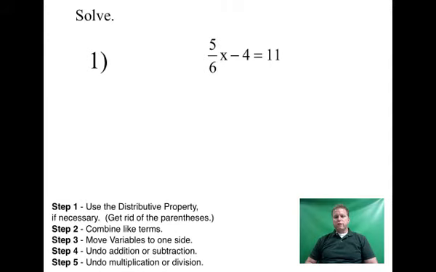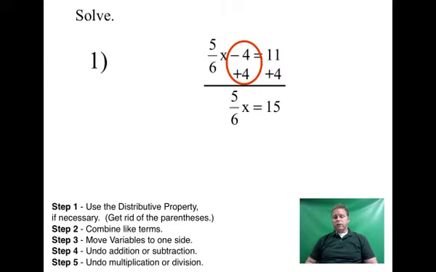We have 5 over 6x minus 4 equals 11. There's no step 1, no step 2, no step 3. So we're going to go to step 4, and they're subtracting 4, so we're going to do the opposite and add 4 to both sides. Remember, we do both sides to keep our equation balanced. A minus 4 and a plus 4 zero out, and that'll give us 5 over 6x equals 15.